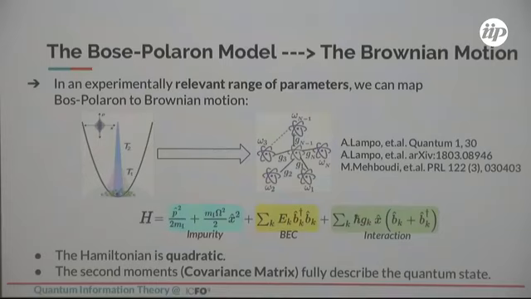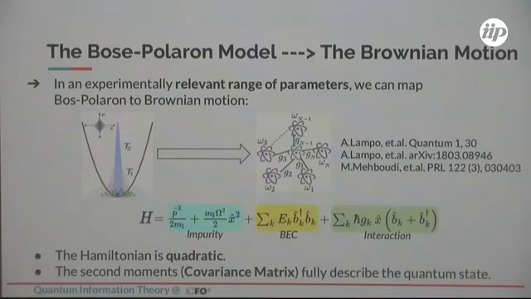Just one note: unlike the usual Brownian motion problem, here our interaction is between the position of the impurity and a kind of quasi-momentum of the Bogoliubov modes of the environment. Because usually in Brownian motion, you have a position-position interaction.